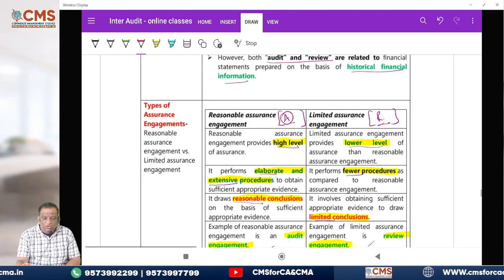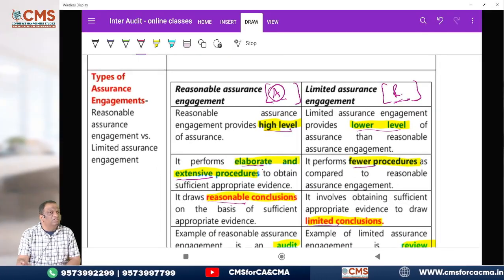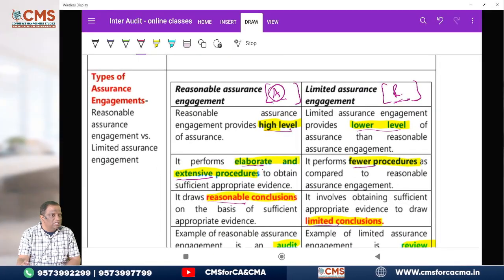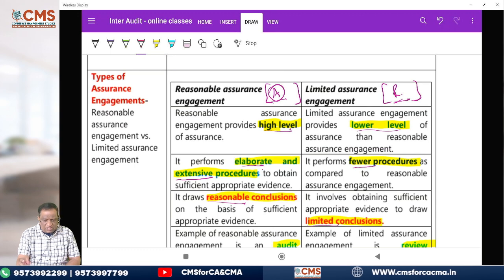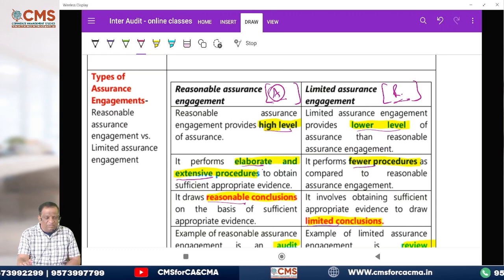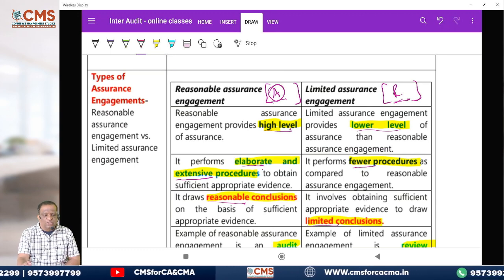Now, you look at the table. These are the new ones. It was not there in the old syllabus. Whenever the syllabus was changed for this current scheme, that is when these concepts were added. Otherwise, these were not there before.